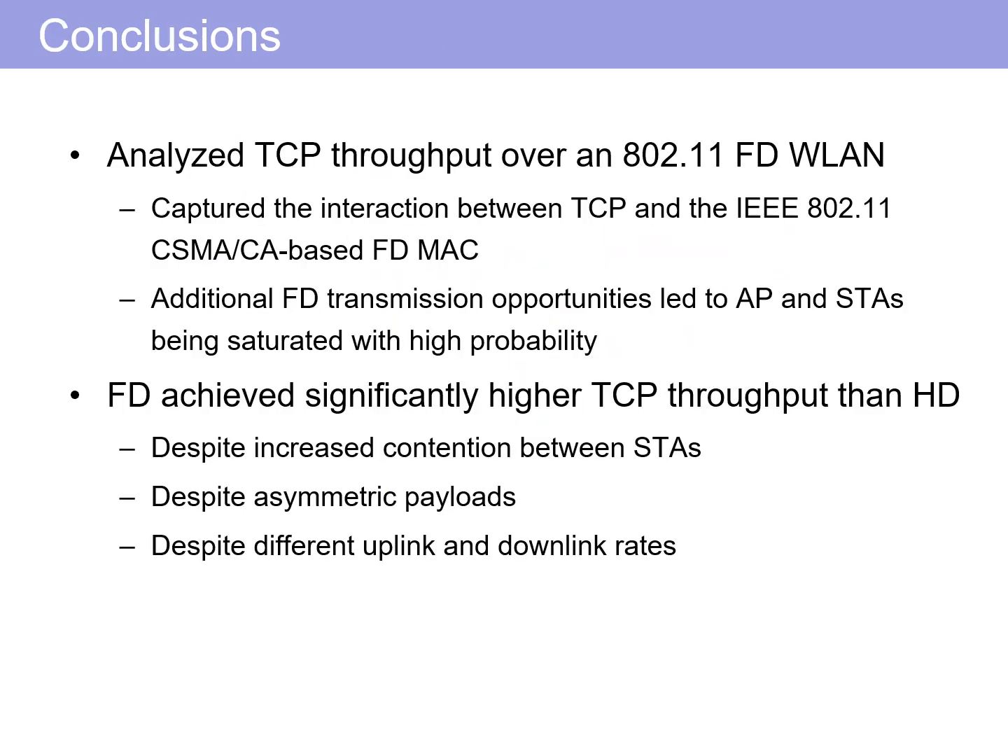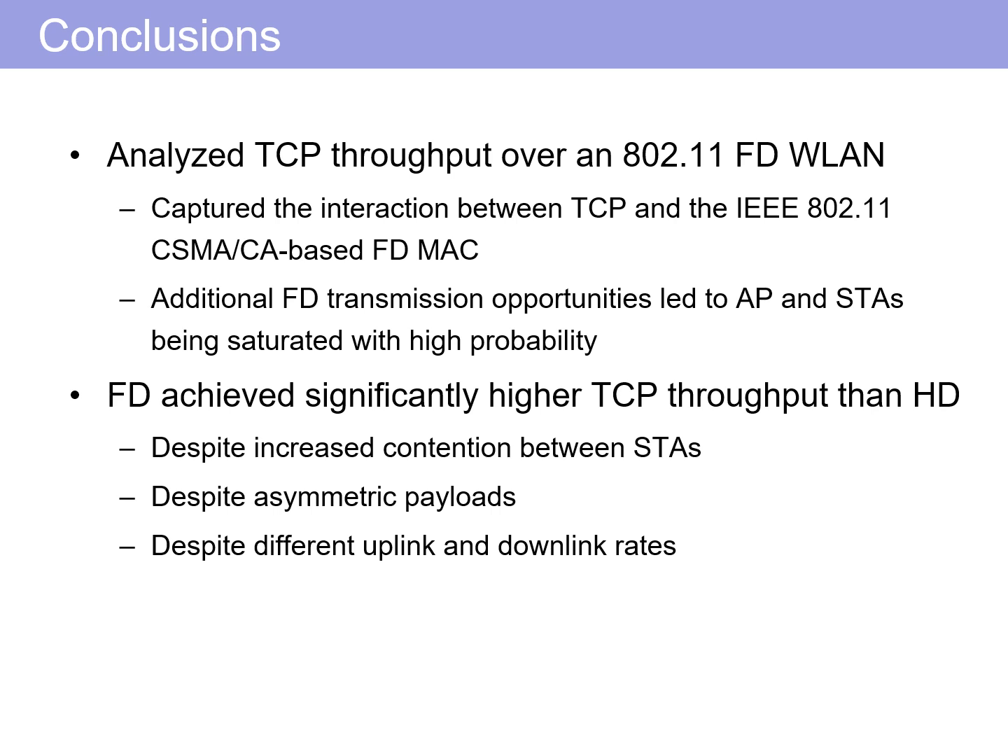Finally, these are the conclusions. We analyzed the TCP throughput over an 802.11 FD wireless local area network. In doing so, we captured the interaction between the TCP protocol and the IEEE 802.11 contention-based FD MAC protocol. We saw that additional FD transmit opportunities led to the AP and stations being saturated with a high probability, which is significantly different from TCP over HD Wi-Fi.